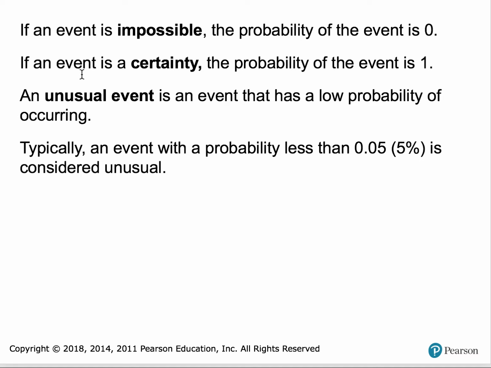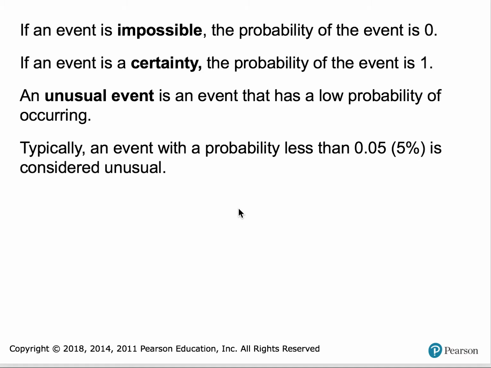An unusual event is an event that has a low probability of occurring. Typically, an event with a probability less than 5%, 0.05, is considered unusual. But again, be careful. That's not a set in stone cutoff point. The researcher and the context of the problem determine the probability that separates unusual from not so unusual.